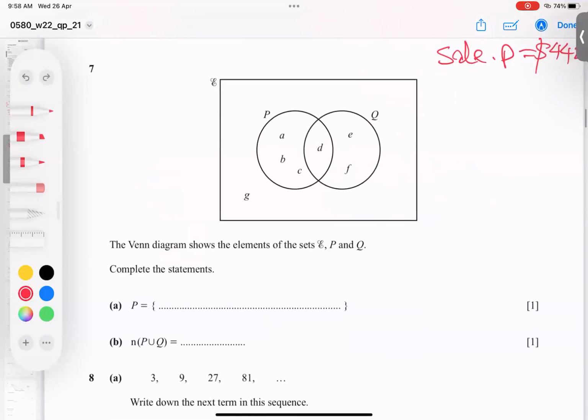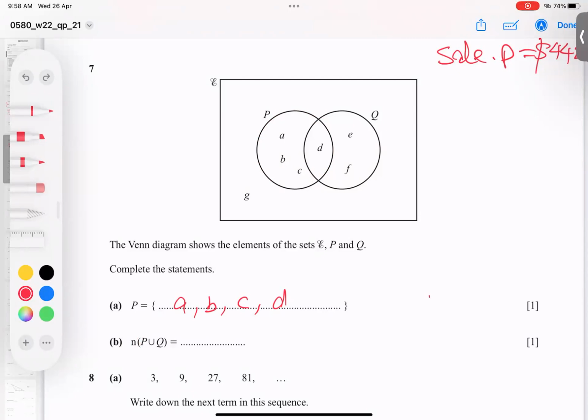So let's talk about question number 7. In this question, we are given the sets P and Q. How many members in P? P circle is this. And how many members in Q? A, B, C, D. So all 4 points I have to write here. So A, B, C, and D, and put commas in the middle. Done. So what does n stand for? Number of members. And what is called common and uncommon?